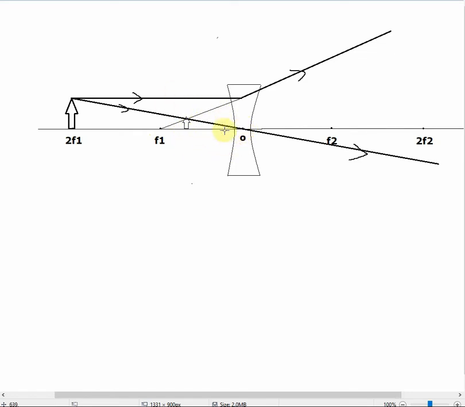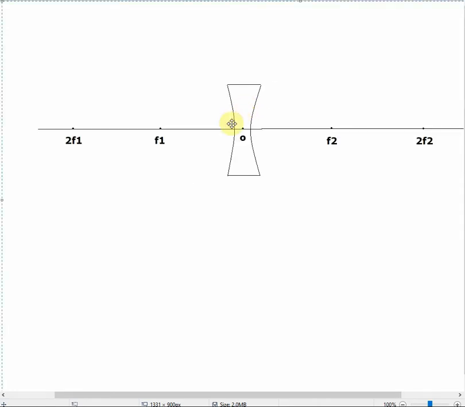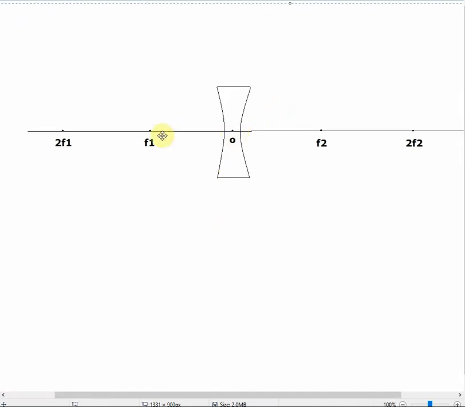Let me show you one more. Now in this case I will place the object between the optical center and the focus. Let me place it here. Now let's see what will happen in this case.